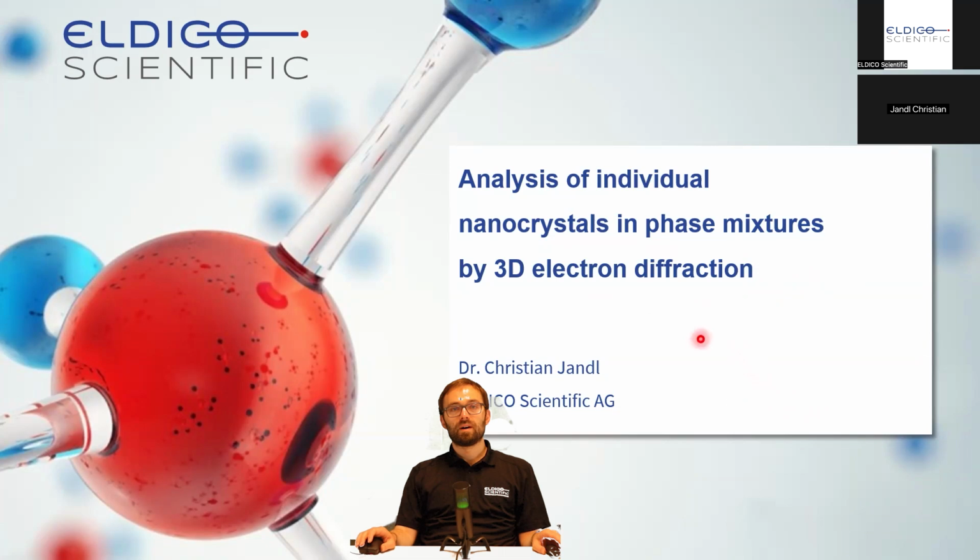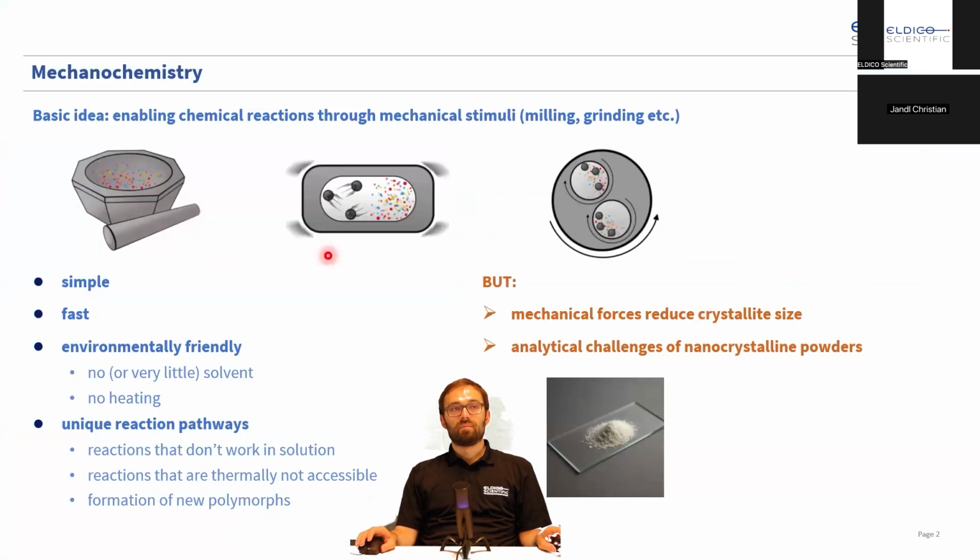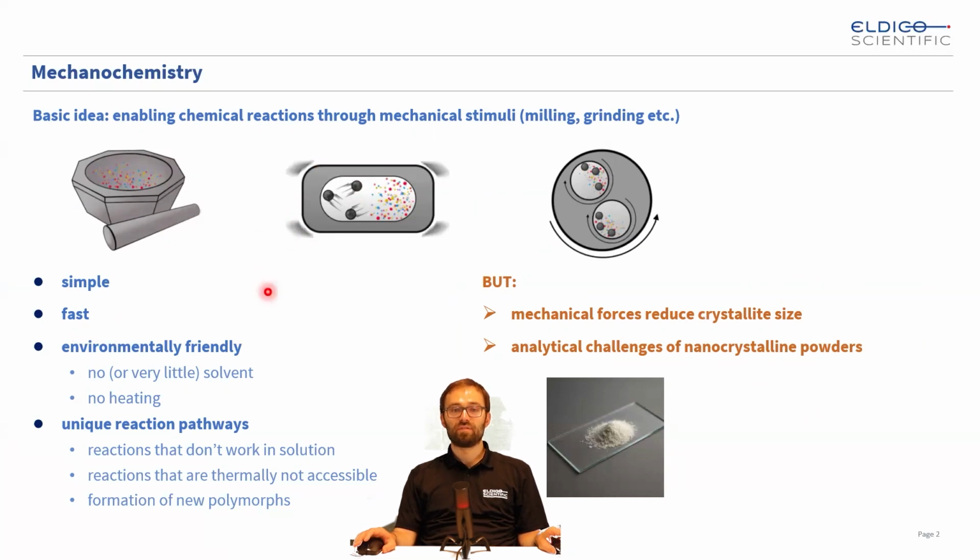So we are going to talk about the use of electron diffraction to analyze phase mixtures, especially in the area of mechanochemistry. Mechanochemistry, for those who haven't heard of it, has the basic idea of using mechanical stimuli, which can be milling or grinding, to prompt chemical reactions. It is a very simple and fast procedure, and it is also environmentally friendly because you're avoiding the use of any solvent. And if you use solvent, it's just in very tiny amounts. So this reduces the amount of waste produced.